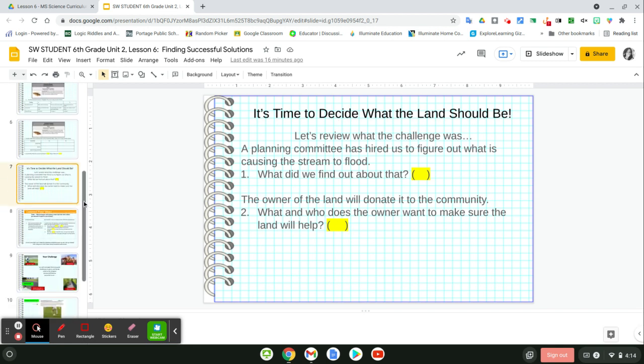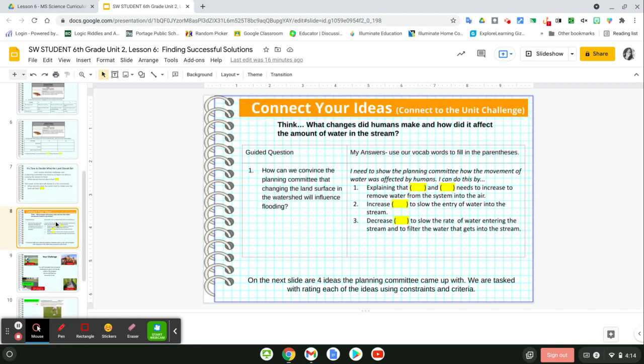All right. So then slide number 8. Let's talk about this question. Think about what changes humans made and how did it affect the amount of water in the stream? Now, what changes did we make? Well, we tore down a forest and built a building and a parking lot. Those were changes. So, how did it affect the amount of water in the stream?